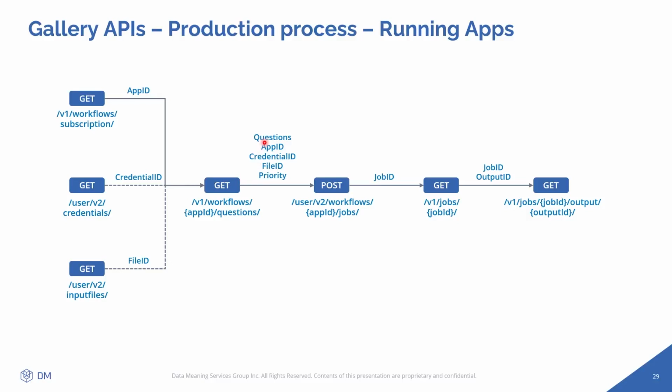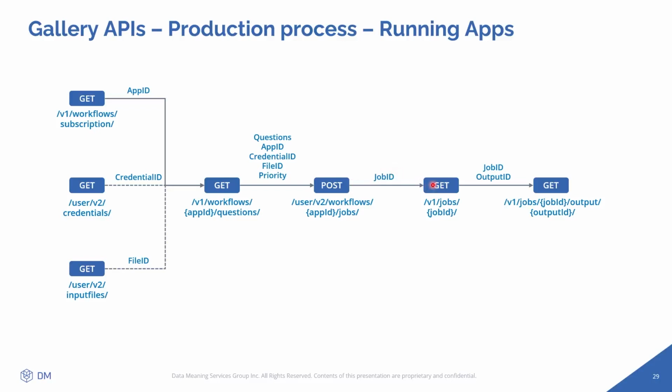So of course you can have an analytical app without interface tools. If that's your case, then you only need your app ID, file ID, credential ID, and also the priority, right? If you want this workflow to pass all the others in the queue, then you can set this as a high priority or critical priority, for example. Then after including your analytical app in the queue, you'll get the job ID.